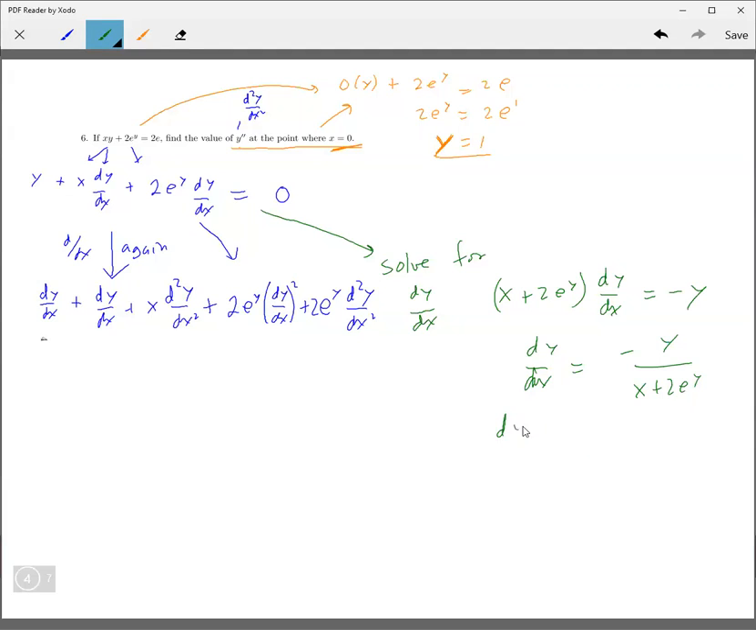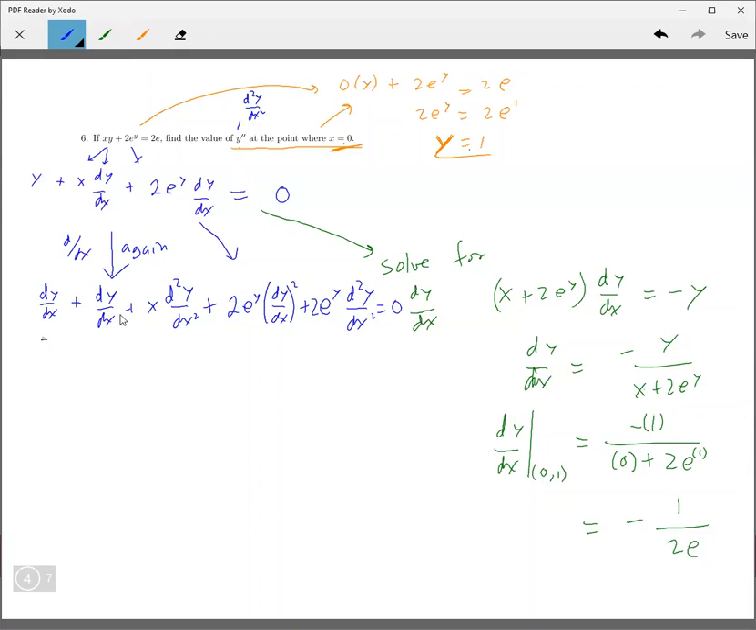Now I'm going to plug in (0, 1). So x is 0, y is 1. So I plug a 1 in there. X is 0, that x is 0, and then a 1 right there. So that's negative 1 over 2e is what I get for dy/dx. Oh, I forgot there equals 0 here in this equation.